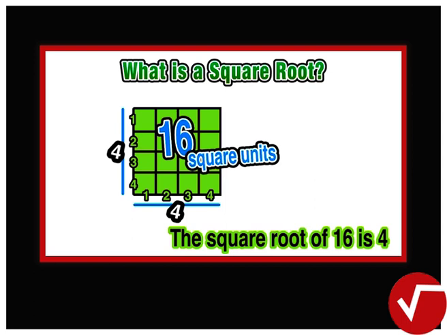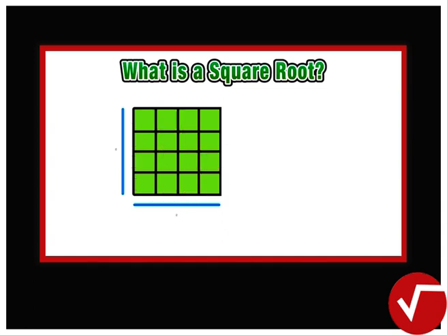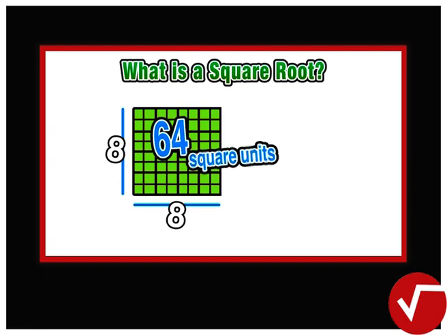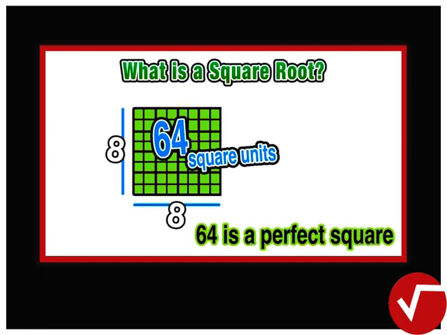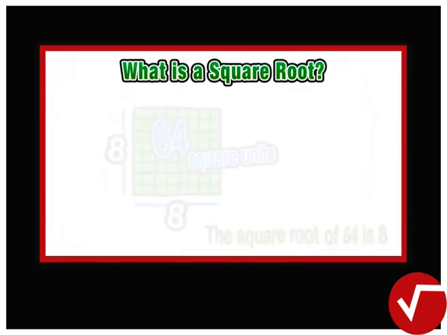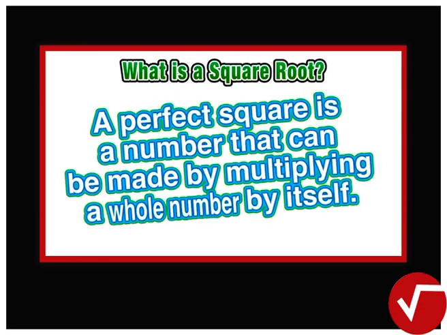Now, for example, if we took this 4 by 4 square and cut each unit in half to make it 8 by 8, now if we counted up all those squares to find the area, or just multiplied 8 by 8, 8 squared, we would get a result of 64 square units. So 64 is also a perfect square, and the square root of 64 is 8, because 8 squared will equal 64. So now we can say that a perfect square is a number that can be made by multiplying a whole number by itself, by squaring any whole number.